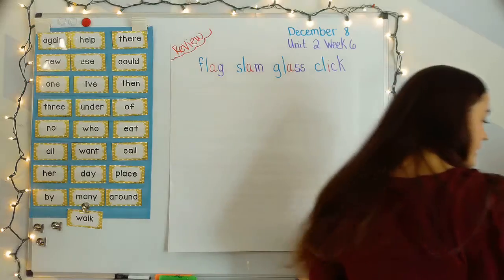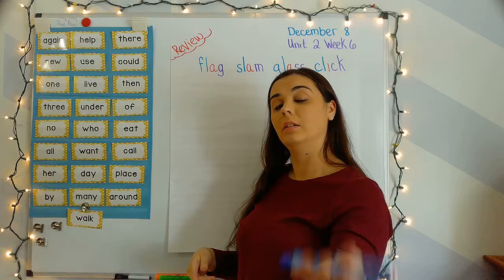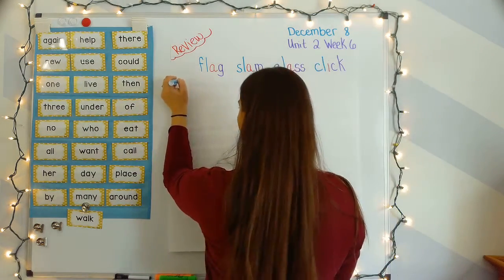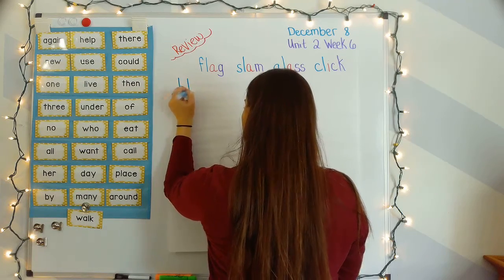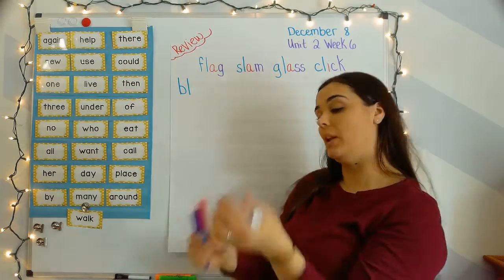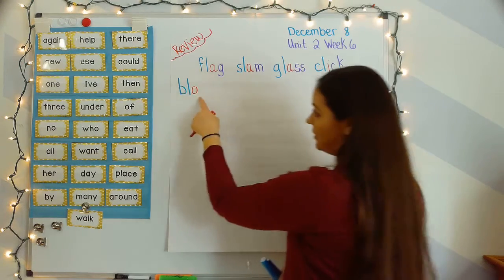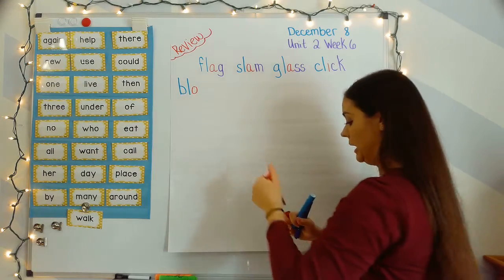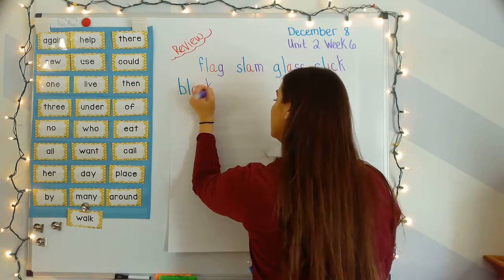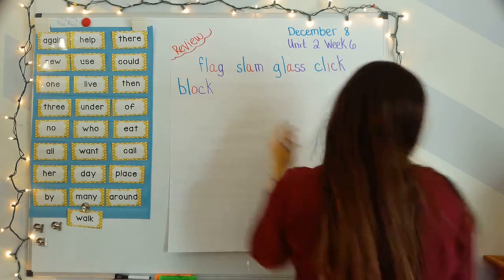Thank you so much. I see some participators. Next word, block. Your turn. Block. BL, B says b, L says l, bl. O says o, bl-o. C and K, they work together to say k, bl-o-ck, block.